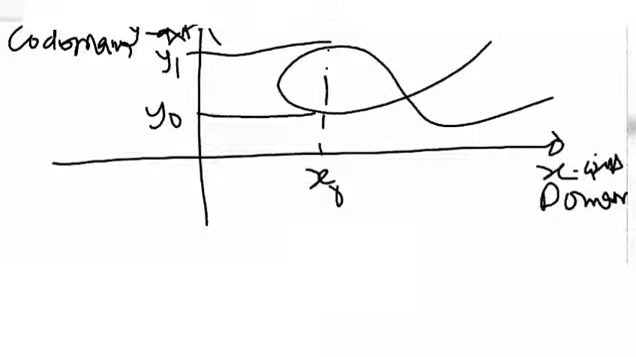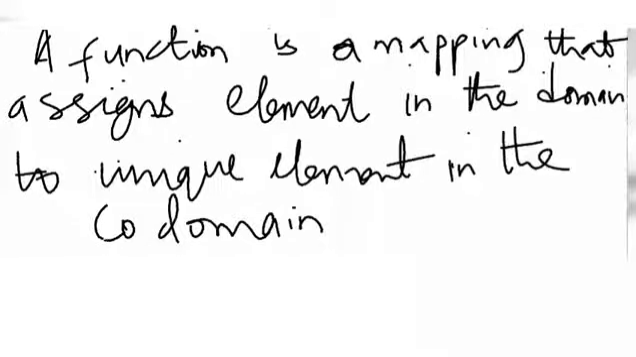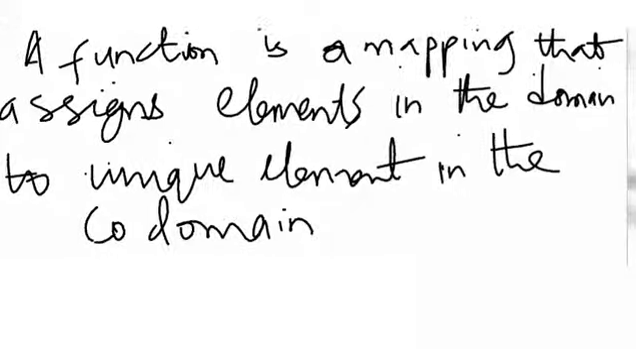Before we answer this question, let us find out what a function is. So what is a function? A function is a mapping that assigns elements in the domain to unique elements in the codomain. So if I have a mapping, I need to look at the domain. Is it that every element in the domain is assigned to a unique element in the codomain? That if I look at the codomain, will that element in the domain give me only one element in the codomain? Let's see that curve again.